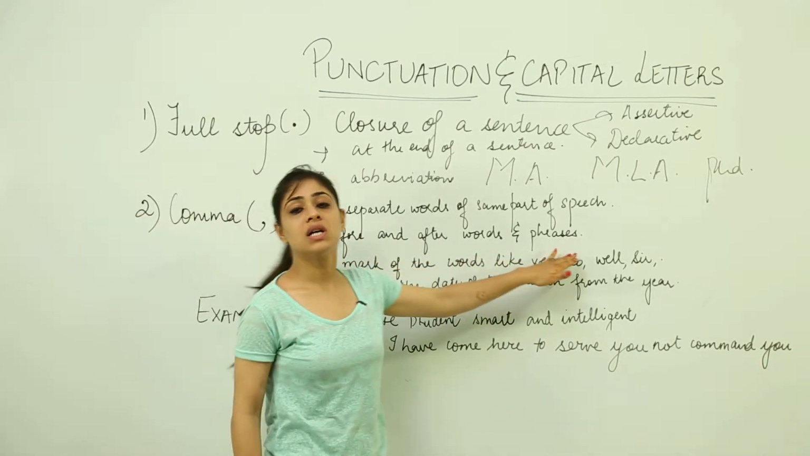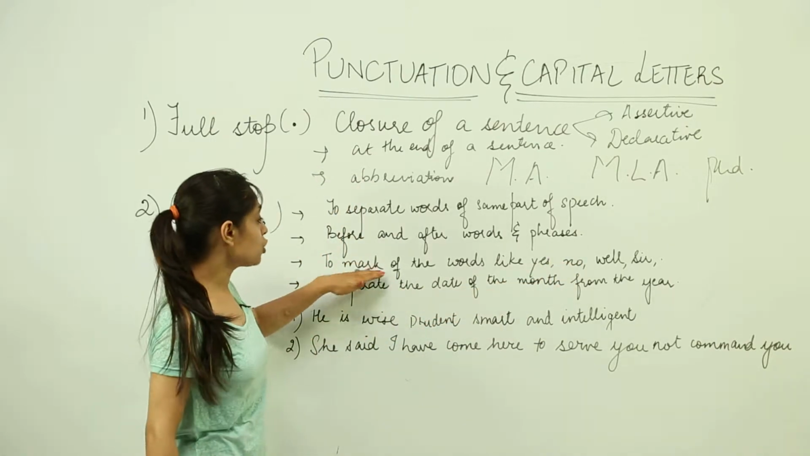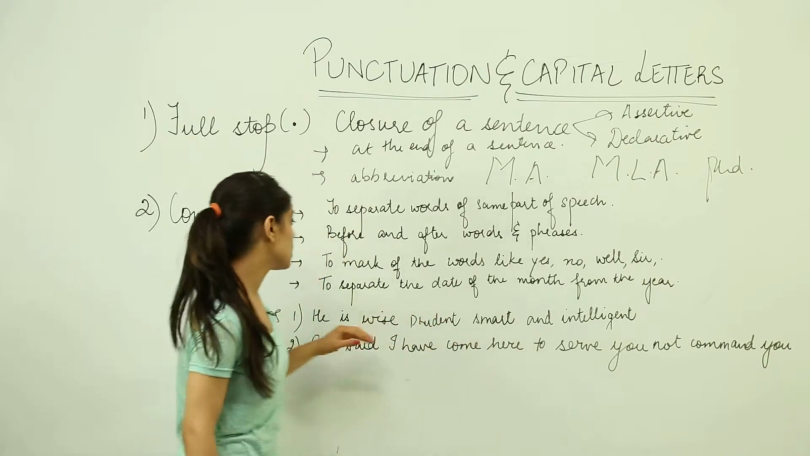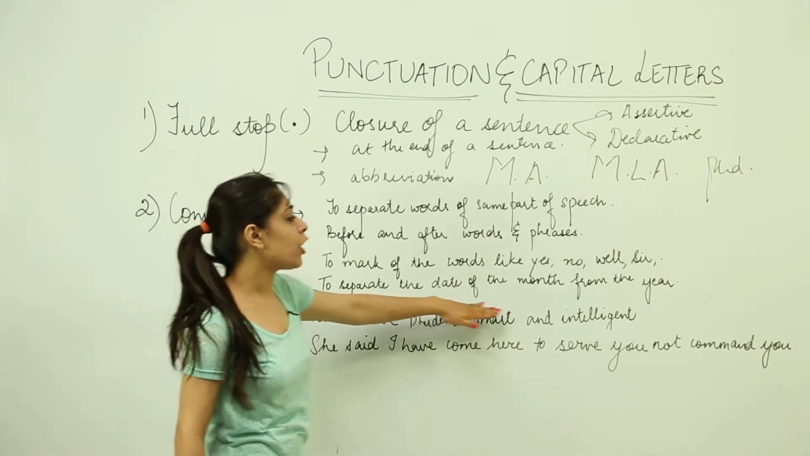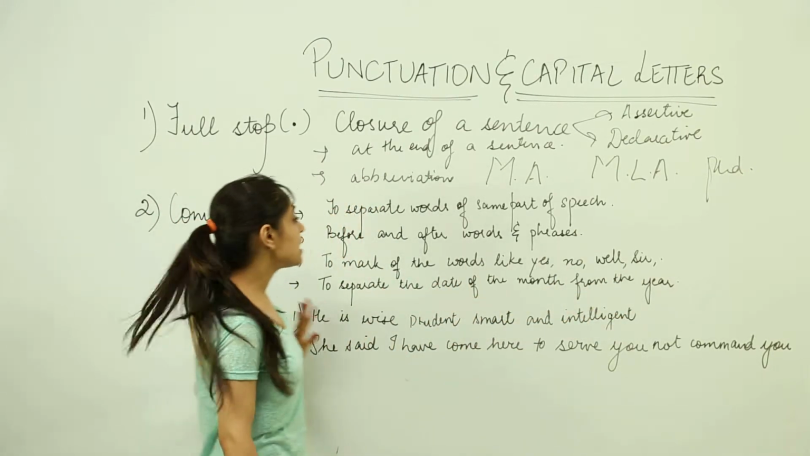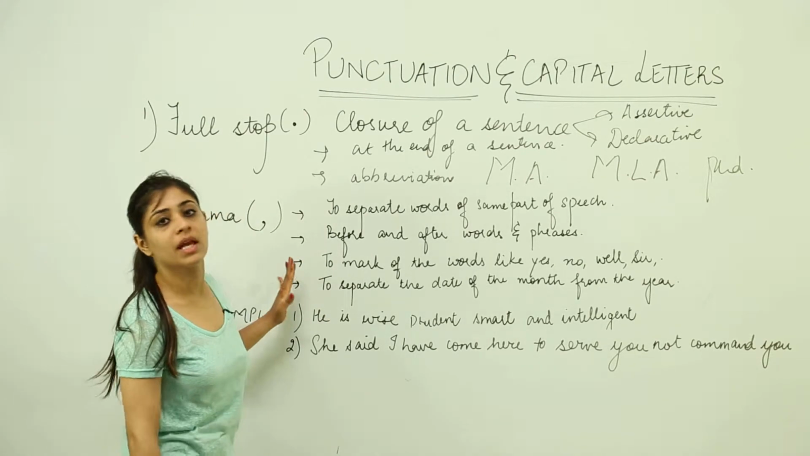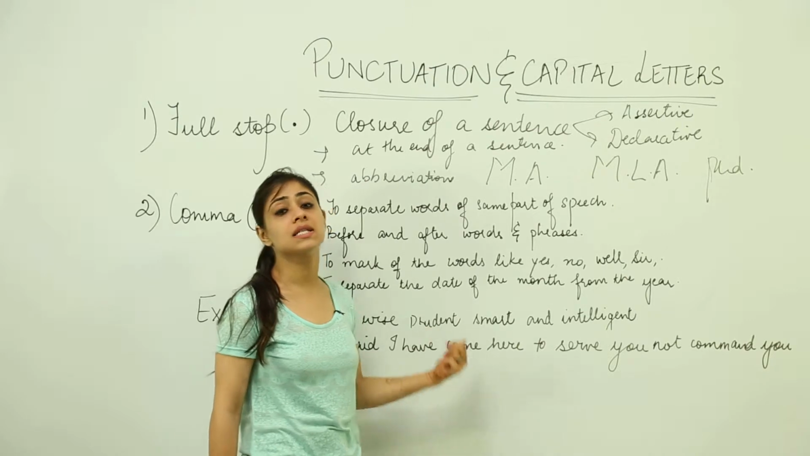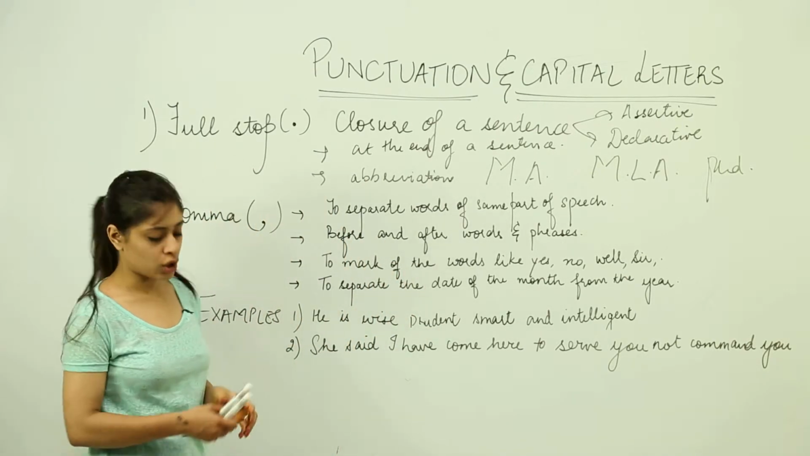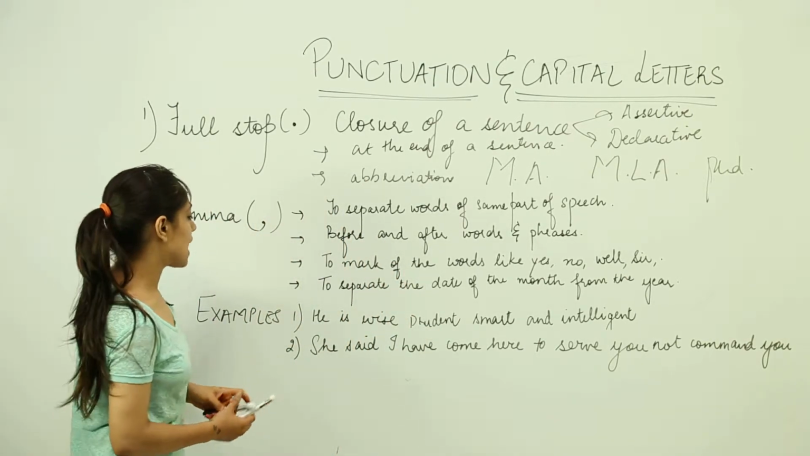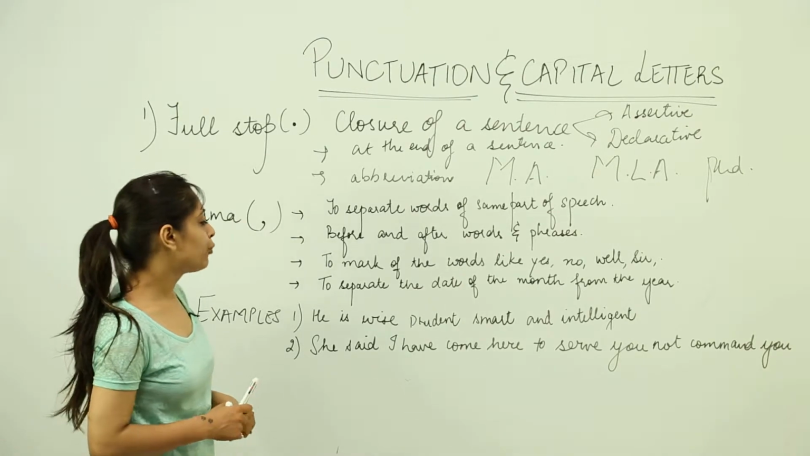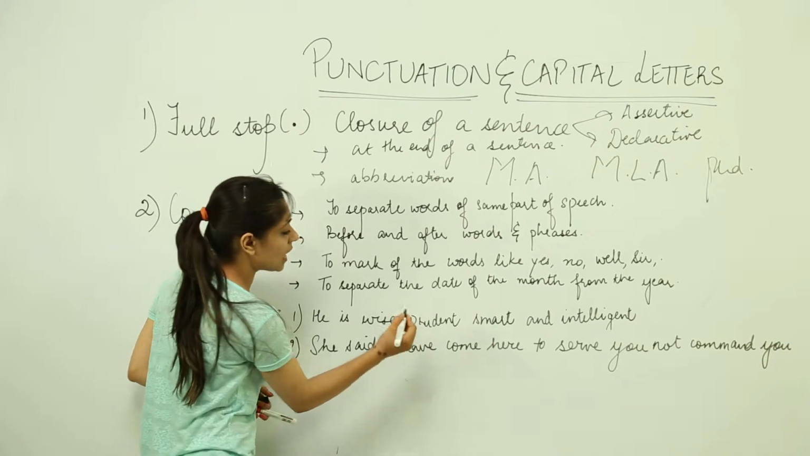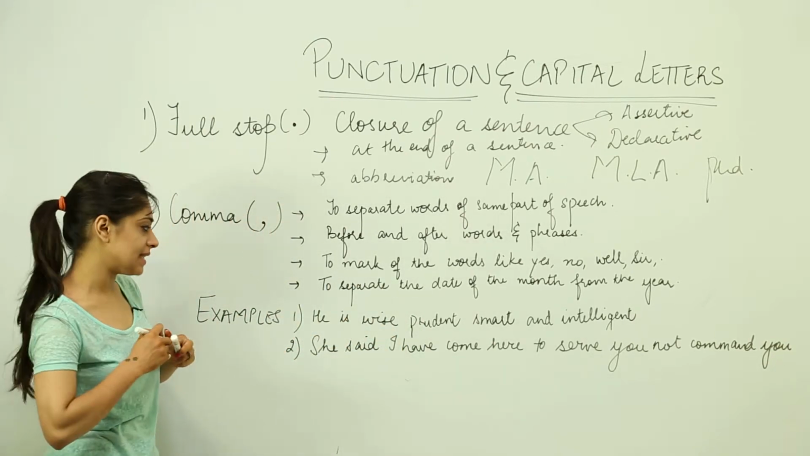Before and after words and phrases, to mark off words like yes, no, well, sir, to separate the date of the month from the year. These are certain examples where we can use the comma. Let's see how we can punctuate these two sentences with a full stop and a comma. The sentence goes like, he is wise, prudent, smart and intelligent. So we can see that there are no punctuations in this sentence.